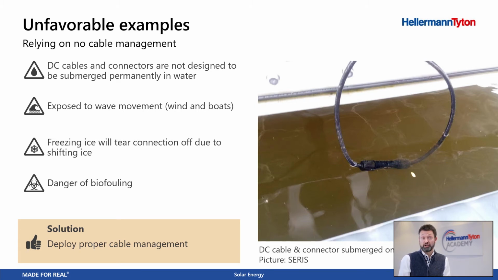The water can freeze over, and that means if you have shifting ice, that is going to tear off the connection definitely. And you are also facing the danger of biofouling. So you can have mussels or algae accumulation on your connection, which you have not planned for. So the recommendation there is to deploy a proper cable management to avoid this issue.